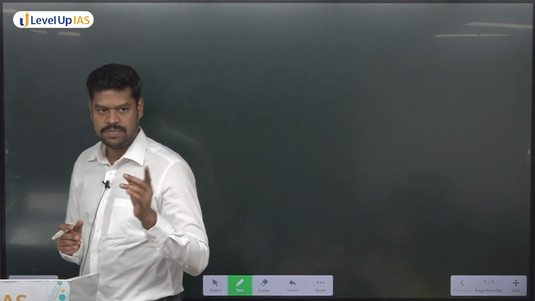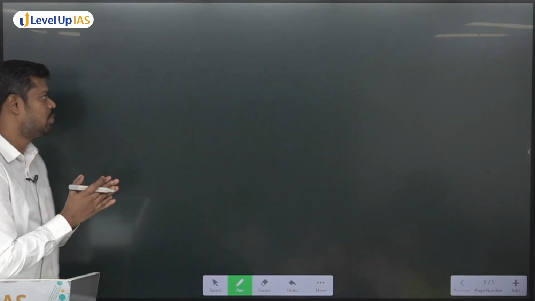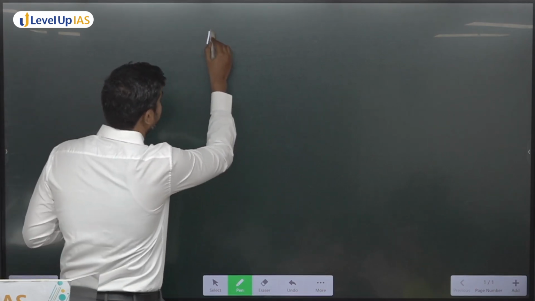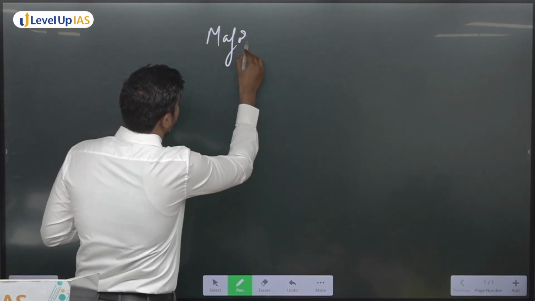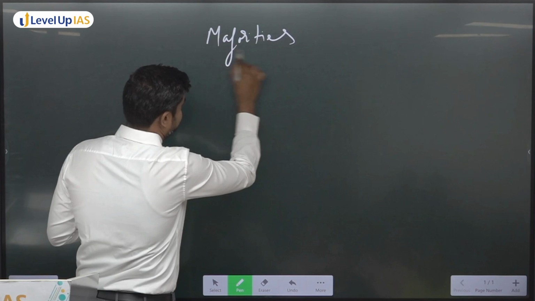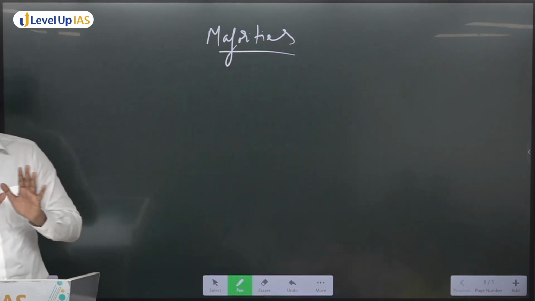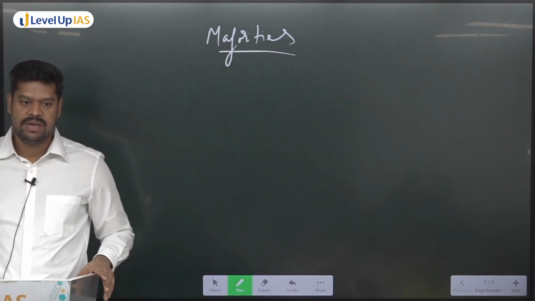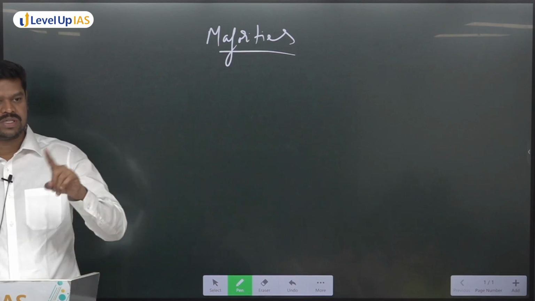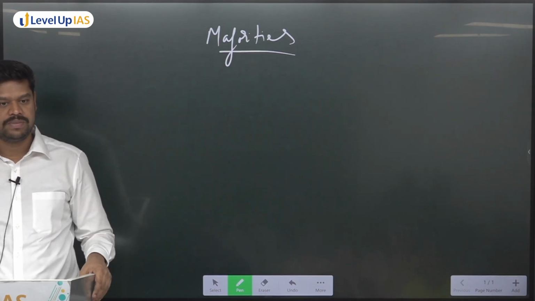Okay. Any question? Okay, so how did we understand what a simple majority is? We'll continue the topic of majorities. How many of you revised yesterday's class? Have you revised? Try to revise it on a daily basis. Not only class number 3, you should have revised class number 1 and 2 also. Therefore it becomes easier.